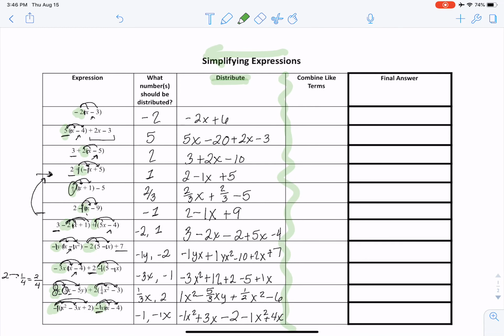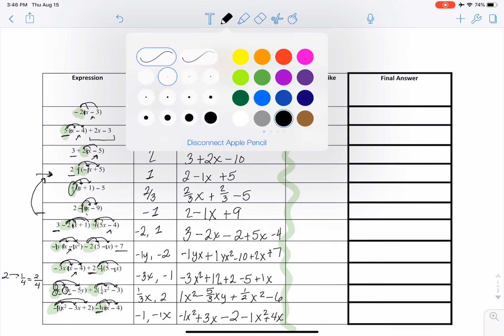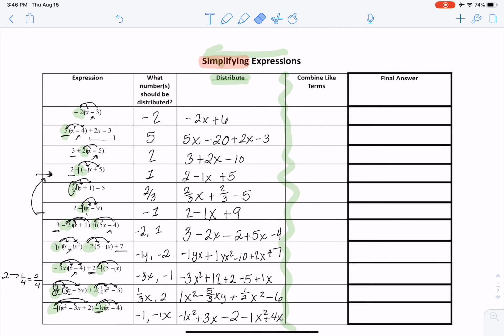All right, last class we stopped with just distribute. But really, if the question asks you to simplify, there are two things you need to think of every time. So if you see the instruction, simplify, really that means you first need to distribute, but only if there's parentheses in the question. Because remember, the point of distributing is to get rid of the parentheses. After you distribute, the rest of simplifying means you need to combine your like terms.